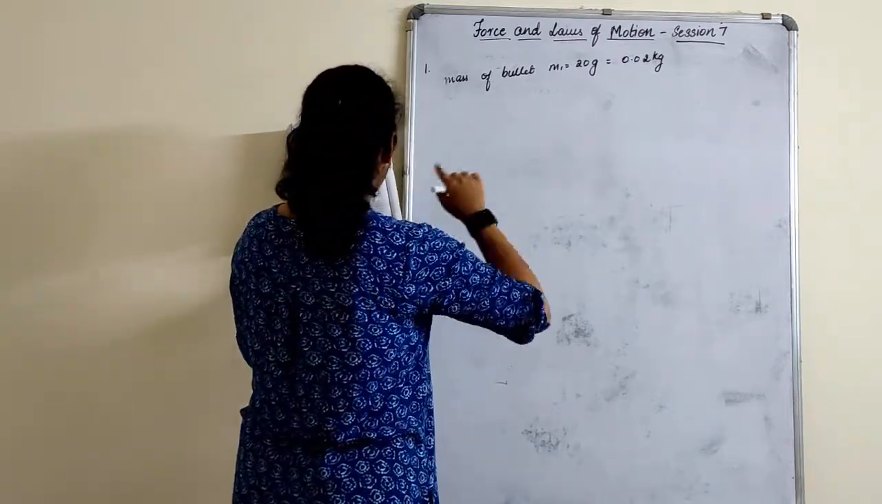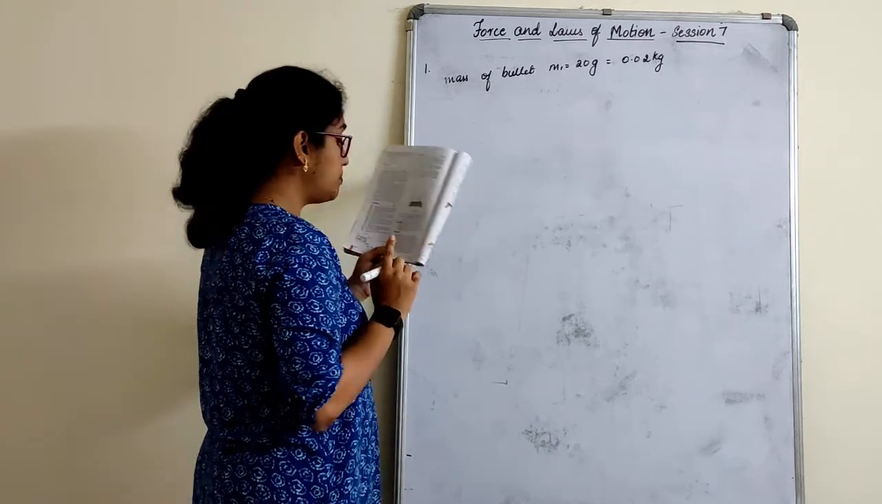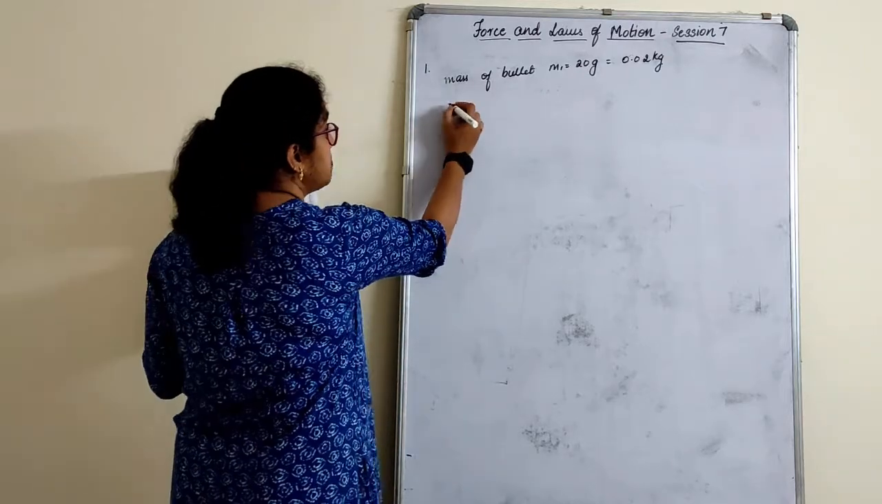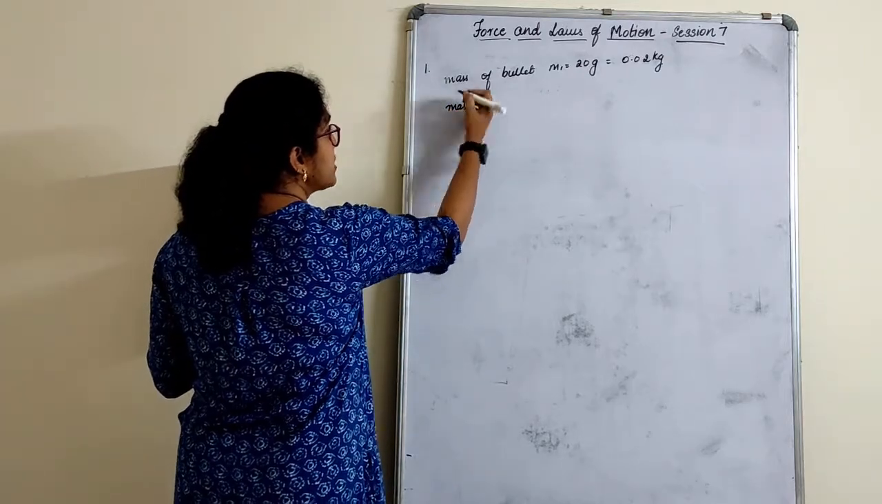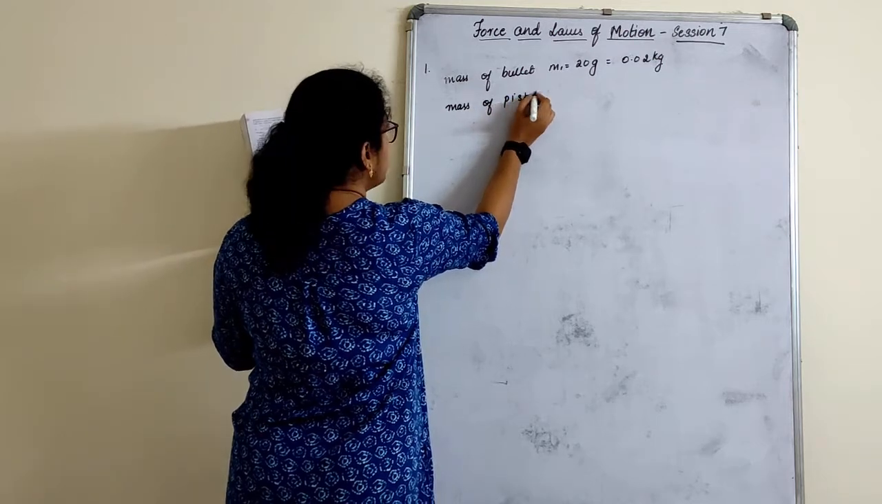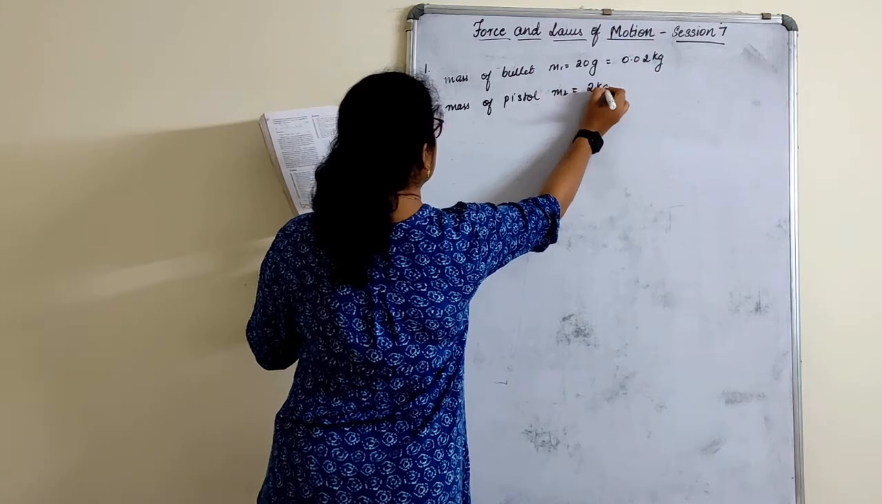Is horizontally fired with a velocity of 150 meters per second from a pistol of mass 2 kg. That means mass of pistol. Let's complete the mass part first. Mass of pistol, M2 is equal to 2 kg.